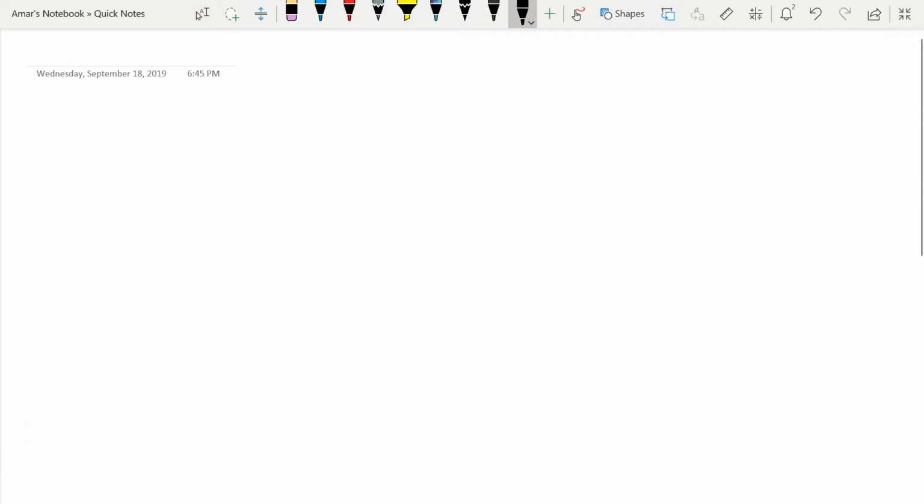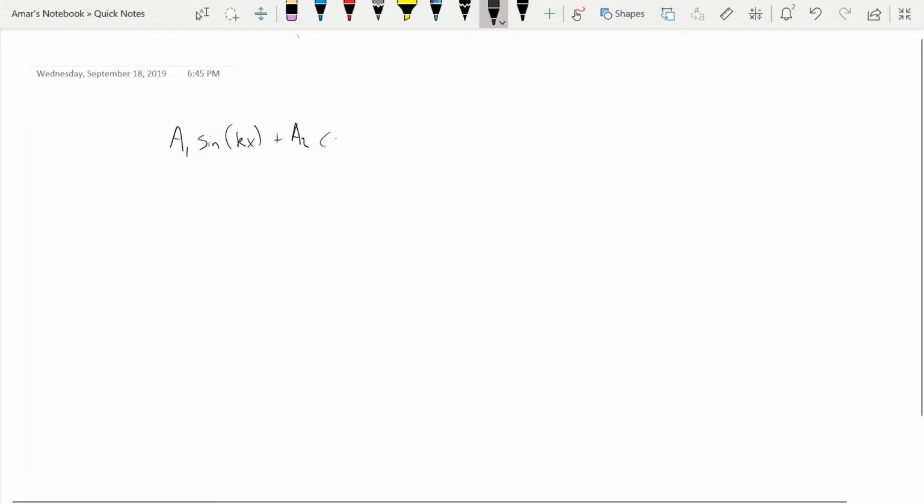Okay, so we have this function A1 sine of kx plus A2 cosine of kx. So this is your solution form. All right, and the boundary condition, you have psi of 0 is equal to psi of L, and this is equal to 0.